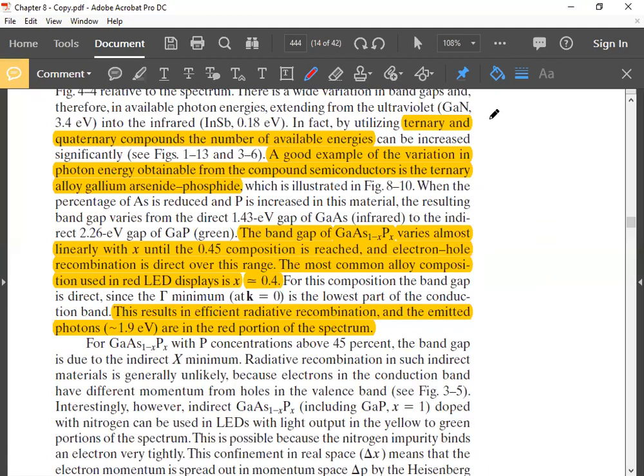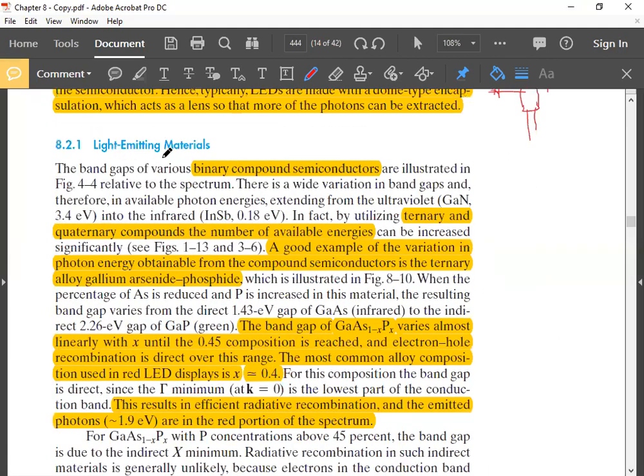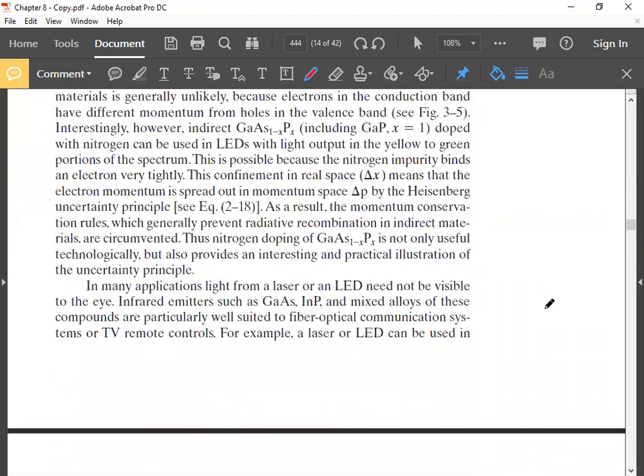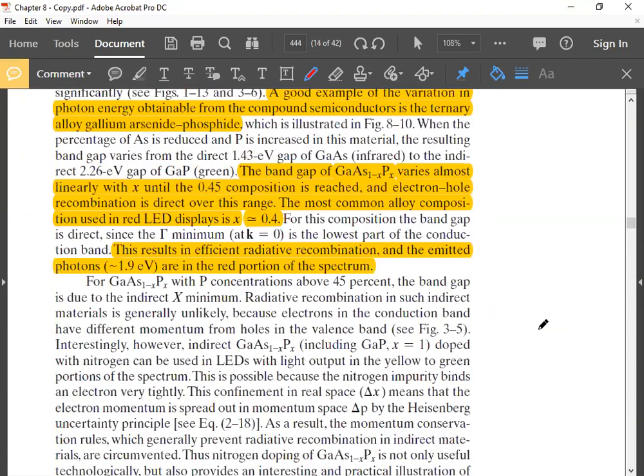So this is the discussion on light emitting materials. That's all for today. Any question up to this?